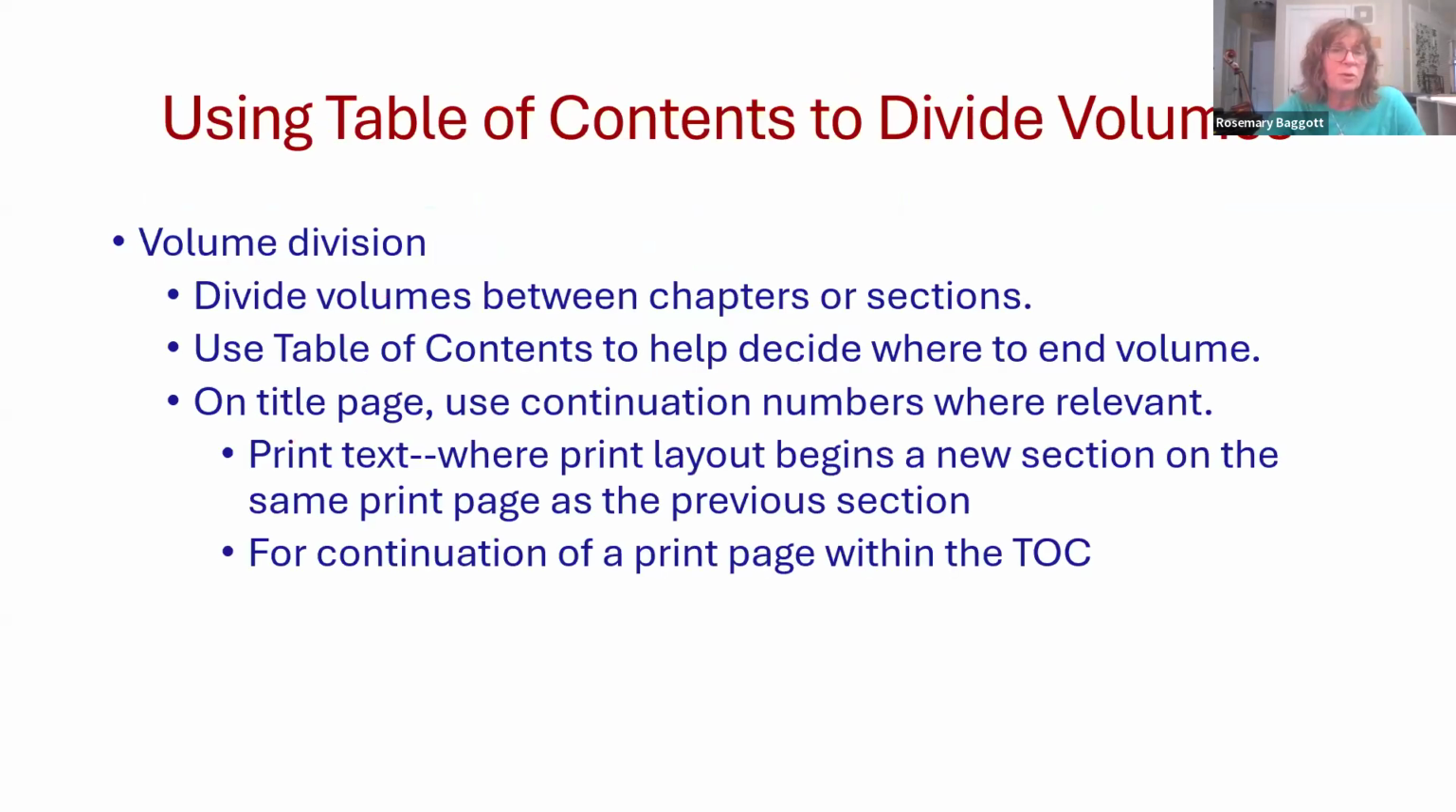And then you use your table of contents to divide volumes. Someone mentioned this on the first day in the chat. When you finish your Braille volume, you want it preferably to end at the end of a logical section, whether it's a chapter or a unit or whatever. So you can use your table of contents to help decide where to end volumes. And then on the title page, you'll use continuation numbers where relevant.